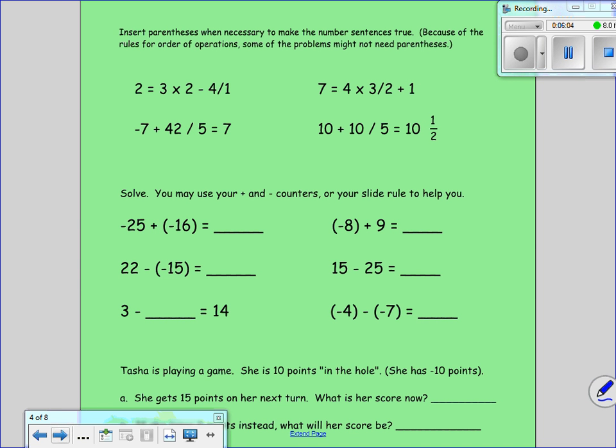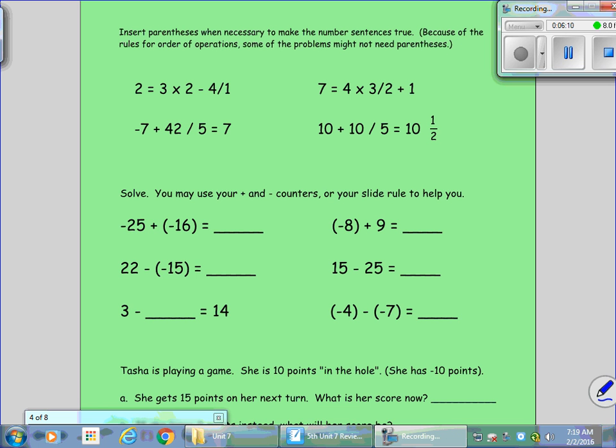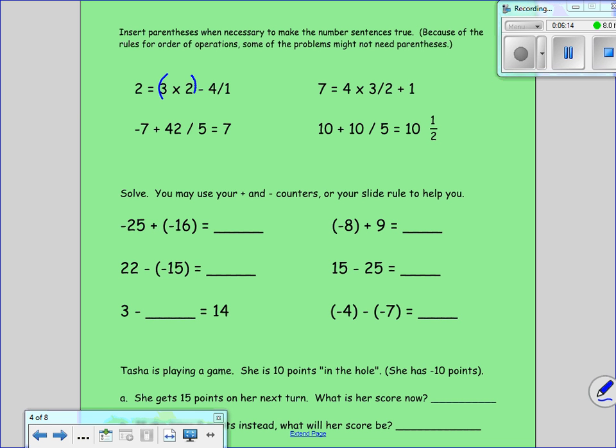Insert parentheses when necessary to make the number sentences true. So this first number right here, put parentheses around. 3 times 2 is 6. And then we have to subtract the 6 from 4 to get 2. Then we're going to have 2 divided by 1, which equals 2.